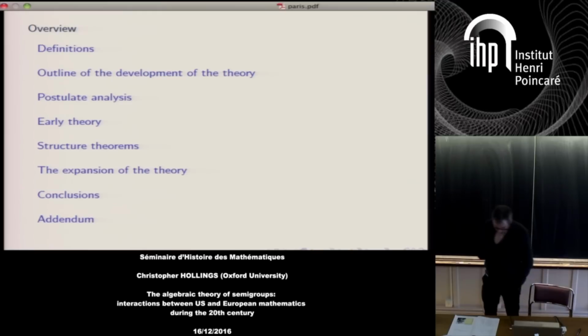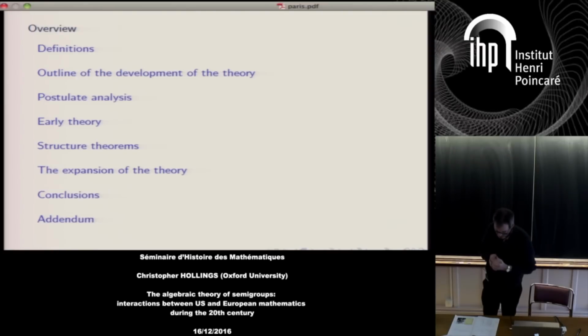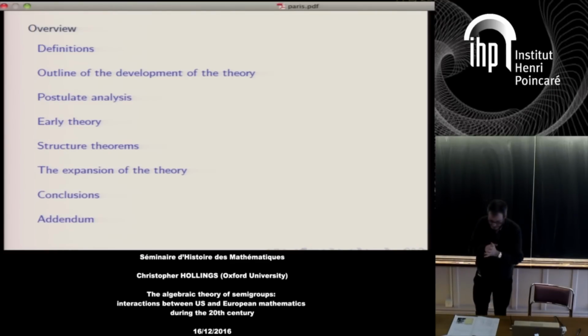So an overview of the talk: I'll start with a rough outline of the development of the theory. I'm not going to go into enormous detail here. Then I'll go back to the beginning of the 20th century with the postulate analysis that was very popular amongst a small group of American mathematicians, mainly in the first decade of the 20th century. That has a relevance to this story, certainly in terms of definitions, and not so much in terms of theory, but there's something to be said there.